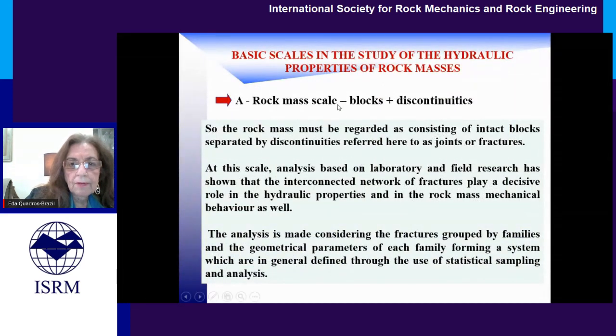So the rock mass must be regarded as consisting of intact blocks separated by discontinuities, referred to here as joints or fractures. At this scale, analysis based on laboratory and field research has shown that the interconnected network of fractures plays a decisive role in the hydraulic properties and in the rock mass mechanical behavior as well. The analysis is made considering the fractures grouped by families, and the geometrical parameters of each family form a system, which are in general defined through the use of statistical sampling and analysis.